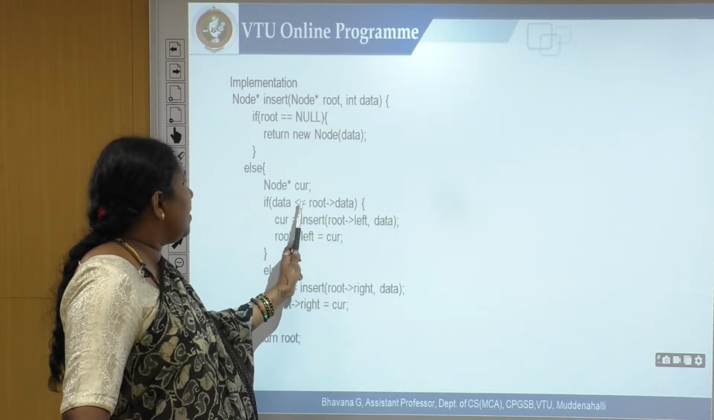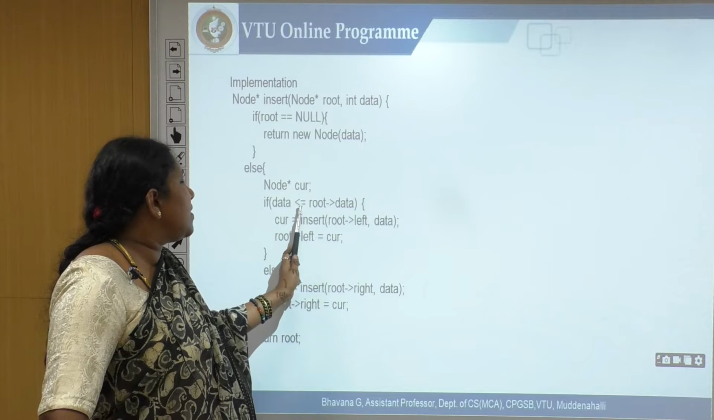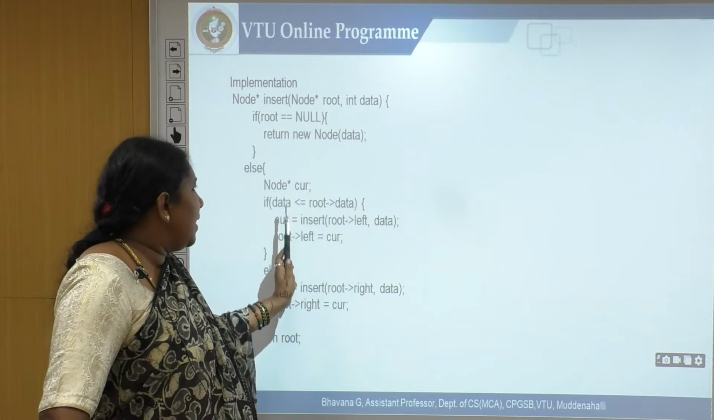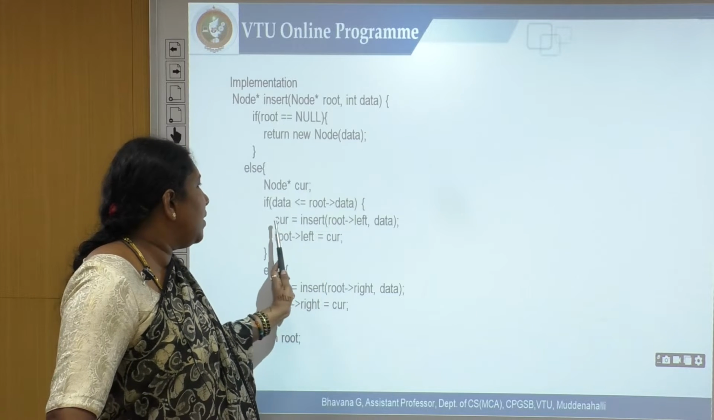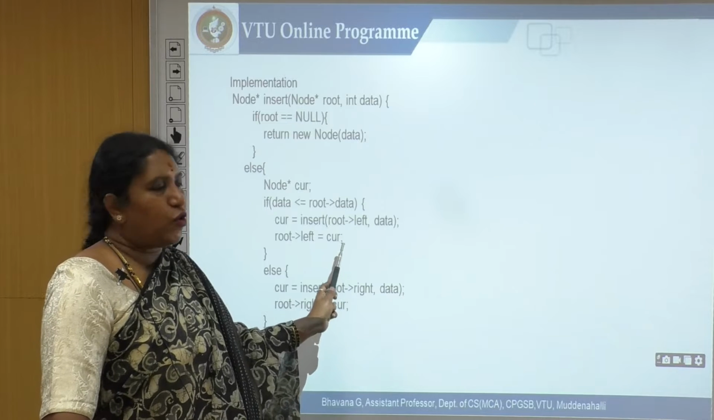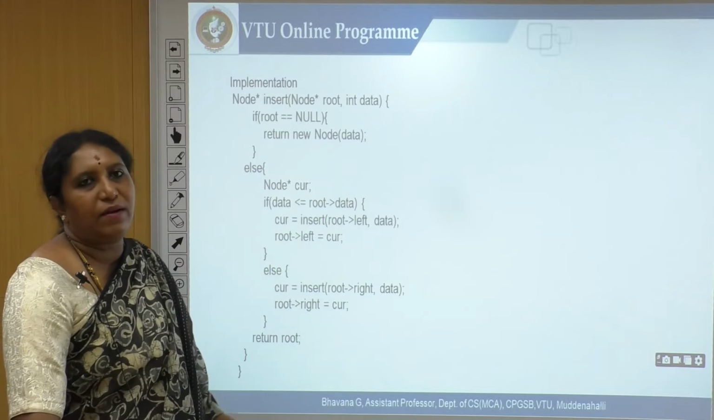So that is, data is less than or equal to root data. I am checking whether this data is less than or equal to root data. If it is less, then I am going to insert that particular current node into the left side of the binary search tree, or else I am making this root left the current node.